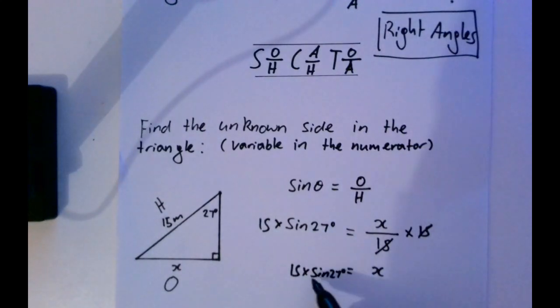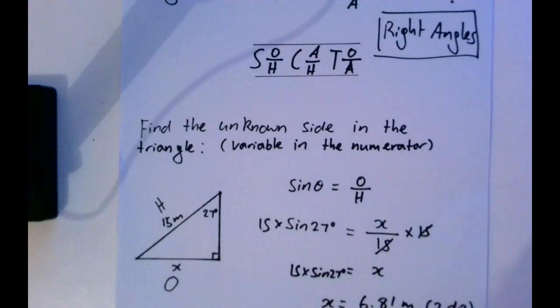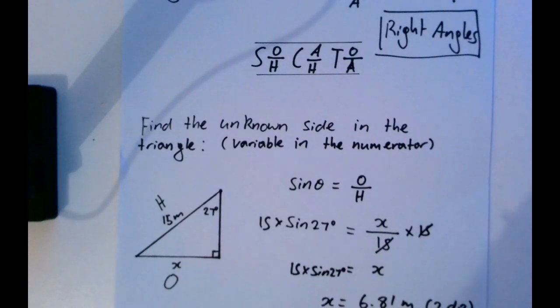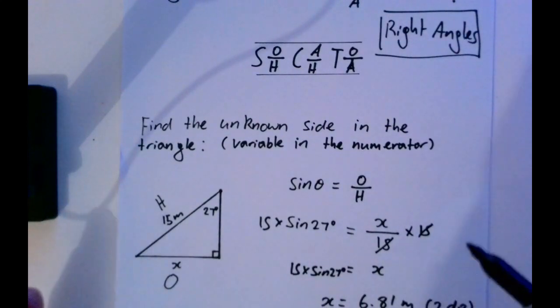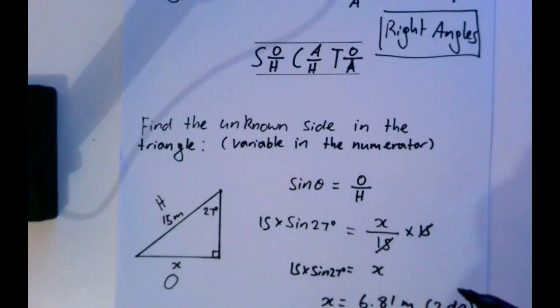What we can do now is enter this in on the calculator, and I suggest you do that. I'm going to calculate this to 2 decimal places, which means that I am going to end up with x is equal to 6.81 meters to 2 decimal places. Now it's really important that we write the 2 decimal places there. And that is how we find an unknown side in a triangle with a variable in the numerator.